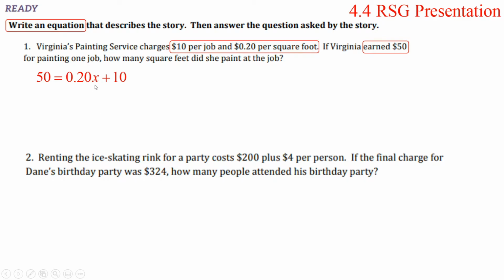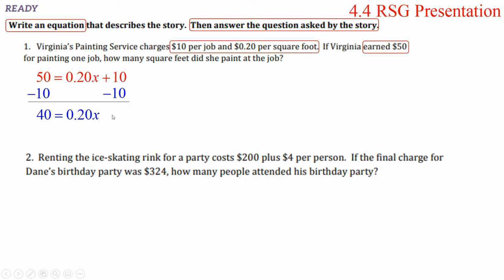So we need to isolate this x right here. So do you see that plus 10? Why don't we begin by subtracting 10 from both sides? Equals, and on the left you have 50 minus 10 is 40, and on the right you have 0.20x, and you see the plus 10 and the minus 10 just cancel each other out.